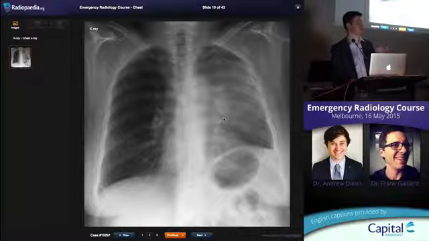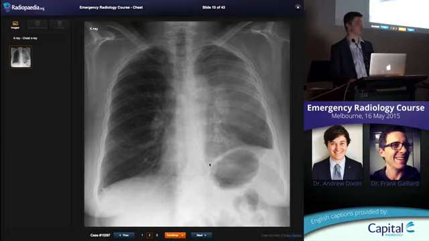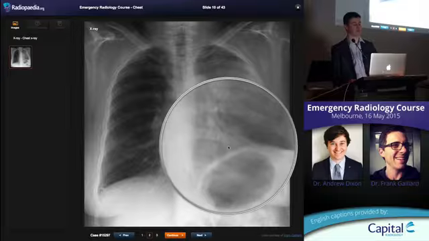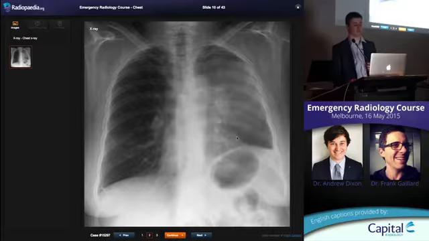But you can see here you can't really see that left heart border, which is a sign that something is adjacent to that left heart border, but you can still see the left hemidiaphragm, so there's nothing in the lower lobe. You can still see those vessels traversing behind the lungs. What you do see is signs of volume loss in this patient.